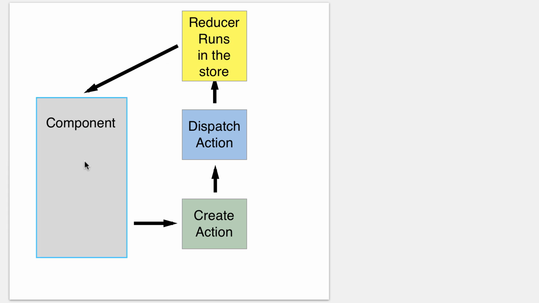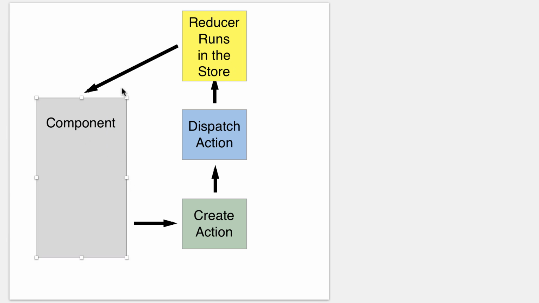You have a component, and something happens where an action is created right there. That action is dispatched to the store where the reducer is used to change the state. And once the state has been changed, then the component is re-rendered and it all starts over again. We wait until an action happens, and so we create the action, we dispatch it, the reducer changes the state, the component is updated.